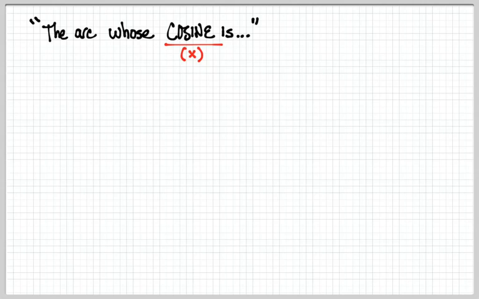Now to make this more meaningful, we're going to connect it to what we did last week. I'm going to give you something to evaluate. So find inverse cos of rad 2 over 2.